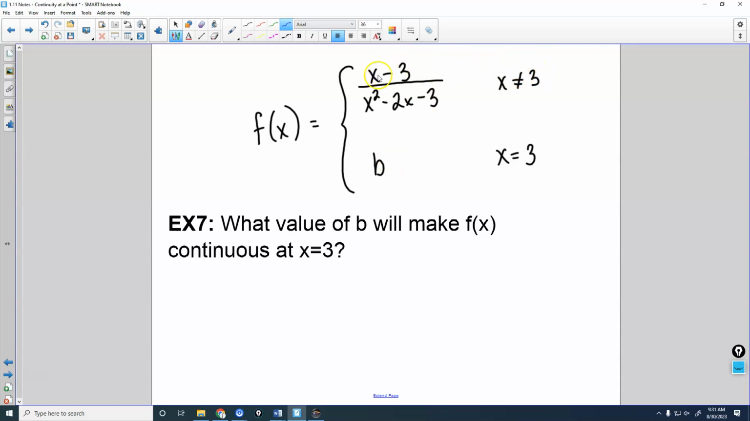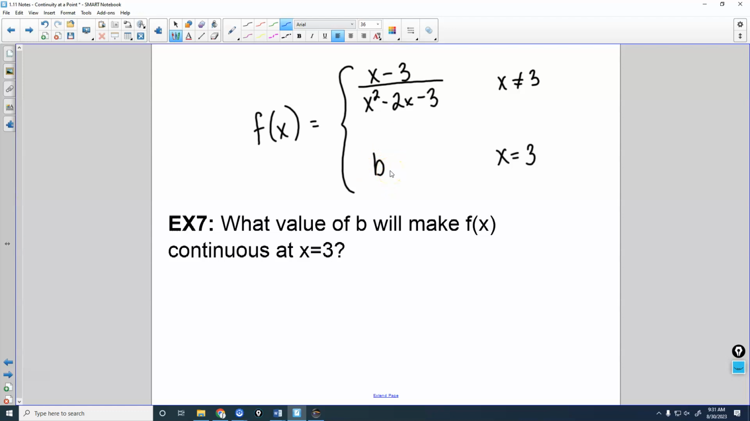Notice if I plug 3 into the top, I get 0. If I plug 3 into the bottom, I get 9 minus 6 minus 3, which is also 0. The reason we cannot use 3 is because this is going to be an indeterminate form if we do that. So that's normally going to be the case with this. In these cases, this function probably has a hole, and what we want to know is what value we should put here to fill in that hole.